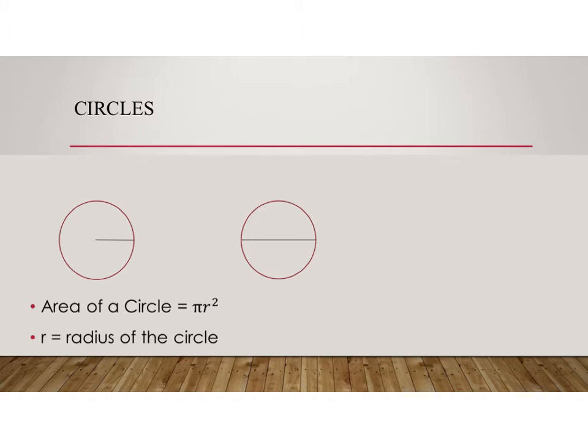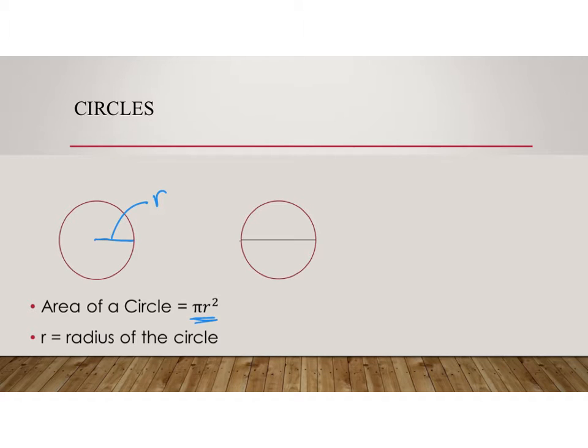To begin with, I just wanted to review a few things about circles. If you recall, the area of a circle is pi r squared, and that can be found right here. And r is going to be the radius of a circle. So as a review, the radius is half the distance across, which is what we have here. So this would be our radius.